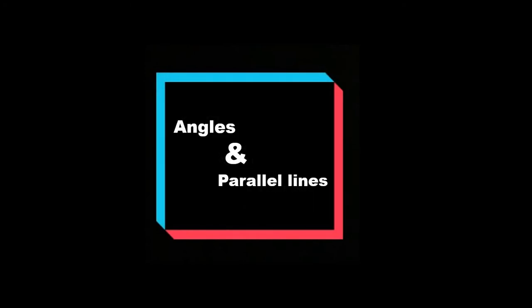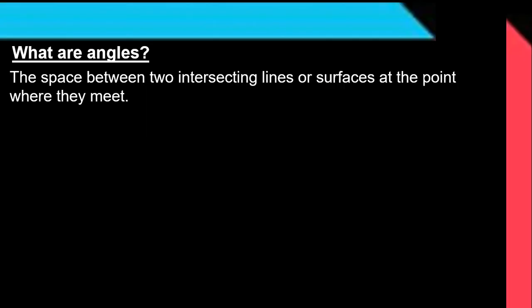So in this video, we're going to look at angles and parallel lines. We'll quickly go over things from the previous video and then go straight to answering some questions. So first, what is an angle? The angle is the space between two intersecting lines or surfaces.